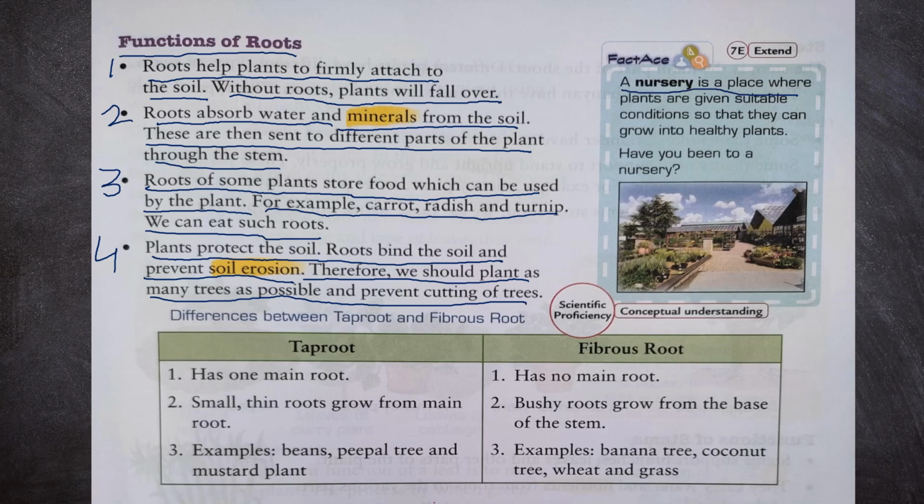A nursery is a place where plants are given suitable conditions so that they can grow into healthy plants. You can see a nursery in the picture.